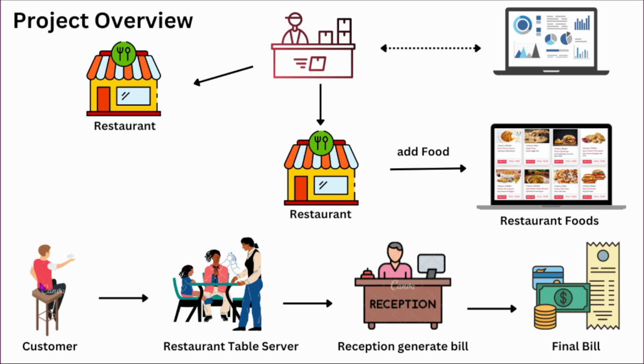Once a customer visits the restaurant, they will sit at a table, and that can be table 1, table 2, table 3; it depends on how many tables the restaurant has. Then the waiter will serve the foods to the customer, and they will eat, and once the food is finished, they will go to the reception for the bill.